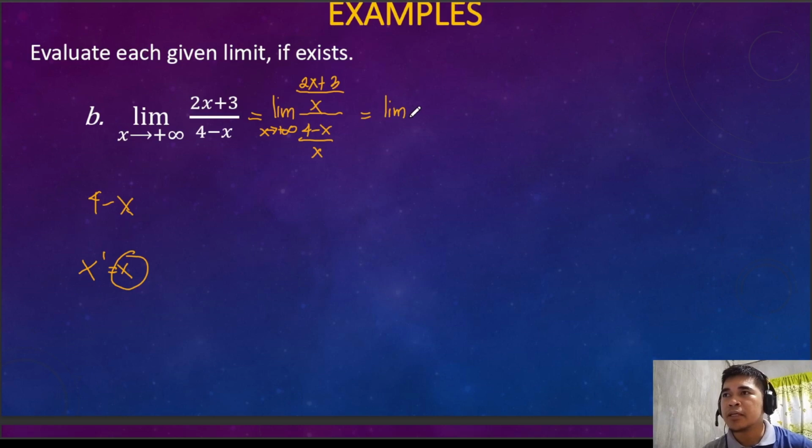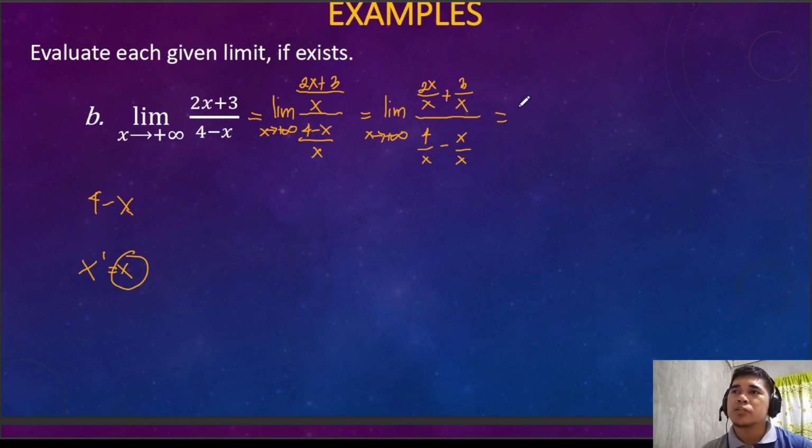Next, simplify. Limit. So we get 2x over x plus 3 over x, and then 4 over x minus x over x, as x approaches positive infinity. So limit. What is 2x over x? That is only 2. So 2 plus 3 over x, over 4 over x minus 1, as x approaches positive infinity. Okay.